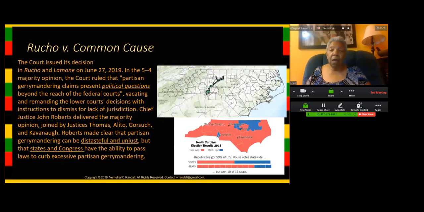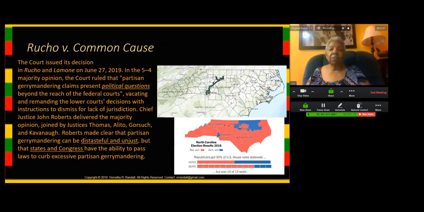So that's what the case Rucho versus Common Cause was about. If you look at that lone green district on the map in the left-hand corner in North Carolina, this district was sued over particularly because it was drawn just for the purpose of giving political advantage. The recent decision, the June 27th, 2019 decision, a 5-4 majority opinion, said, yeah, this looks like impermissible partisan gerrymandering. It's distasteful, it's unjust, it's outrageous. But the majority said it's a political question.